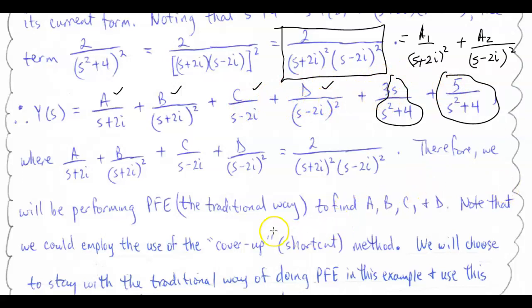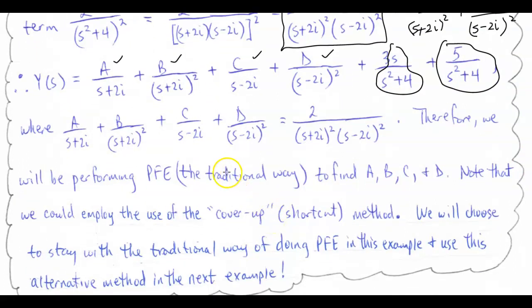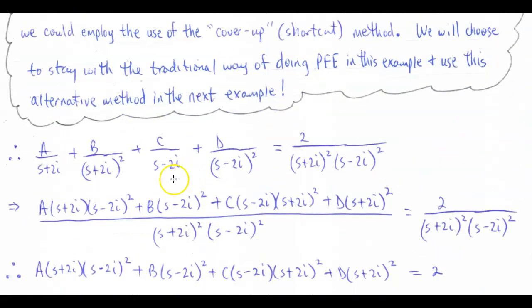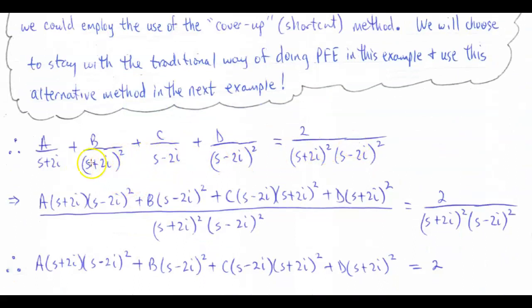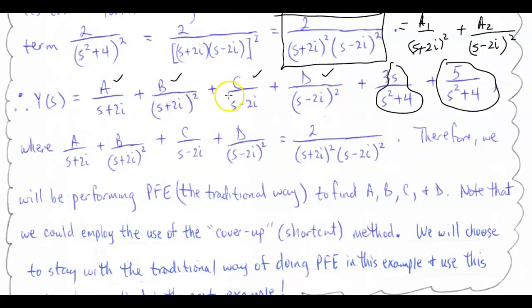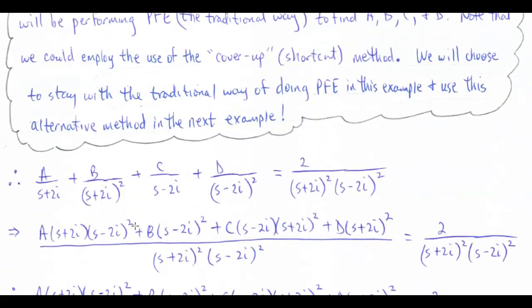What we're going to do, doing it the traditional way, is just set up the equations and find basically A, B, C, and D all at once. Okay, so we set up this process here. We know that these first 4 terms up here would have to equal what this equals, which is the same as 2 divided by s squared plus 4 quantity squared. All right, so we set that up.